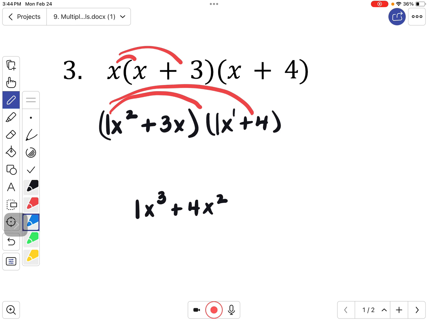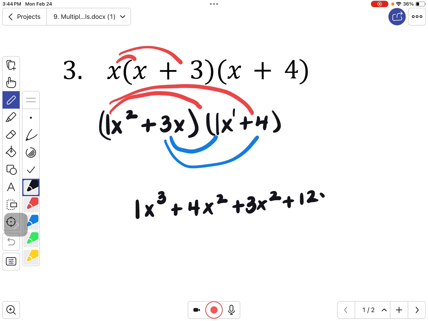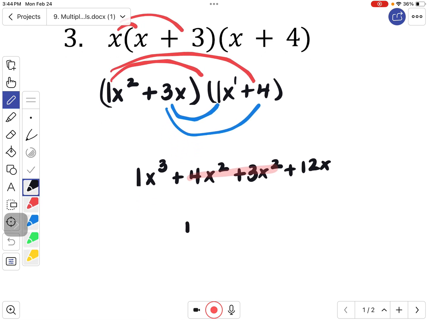Now we're going to distribute our 3x to both of those too. So I have 3x times 1x, and that's going to give me 3x squared. And now I have 3x times 4, and that's going to give me 12x. Okay, when I look, both of these two in the middle have x squared in them, so I can combine those. So I'm going to start with my highest power, which is that 1x to the third. 4x squared plus 3x squared is going to give me 7x squared. Remember that squared stays a squared, and then we're just going to plop on that 12x at the bottom.